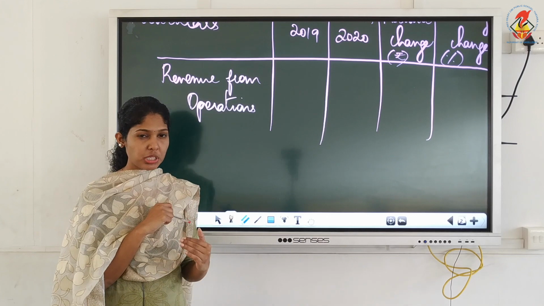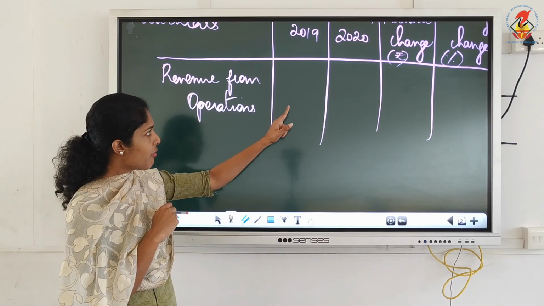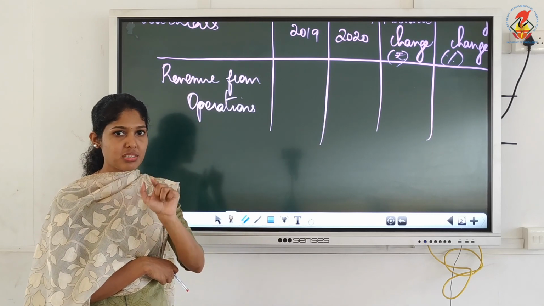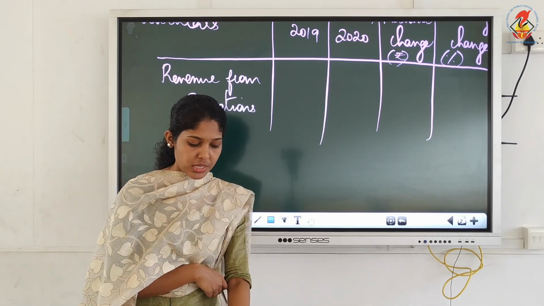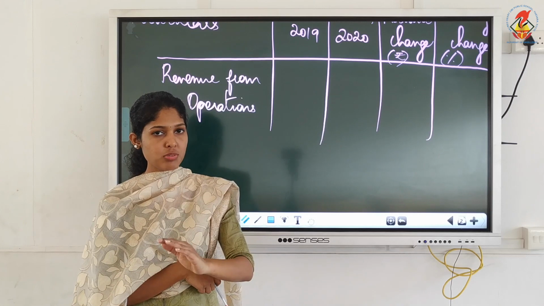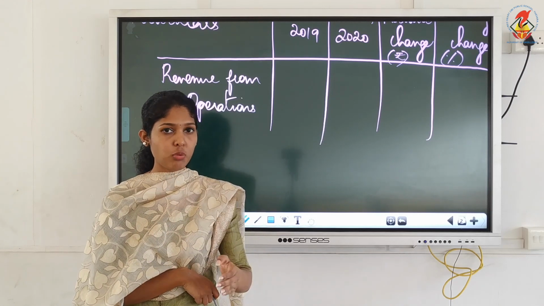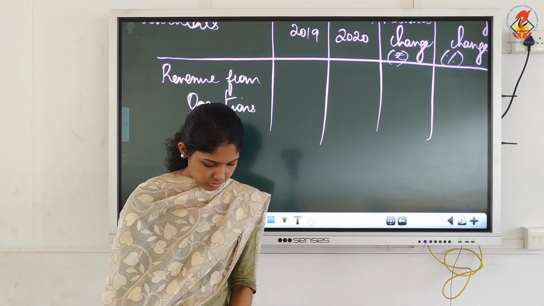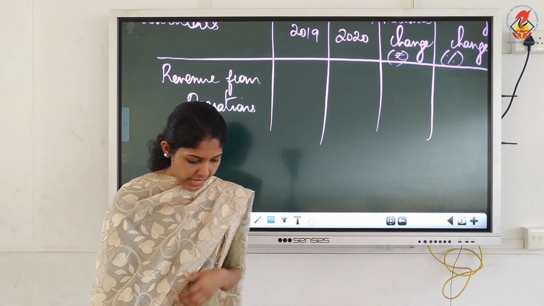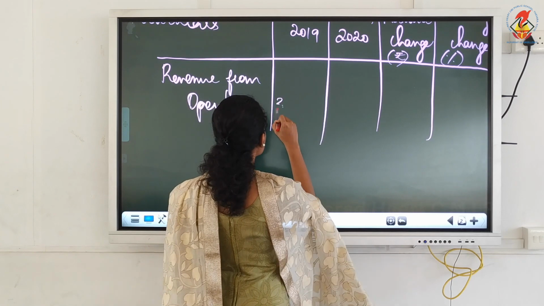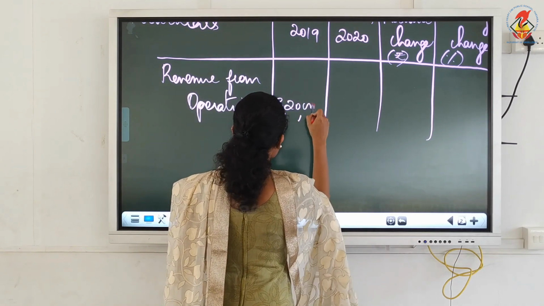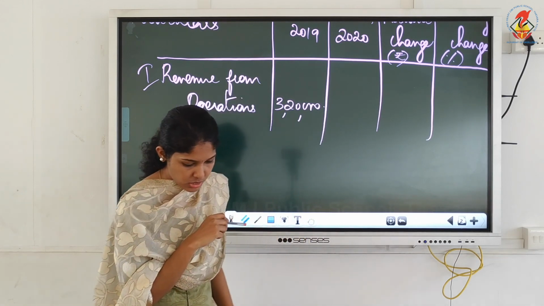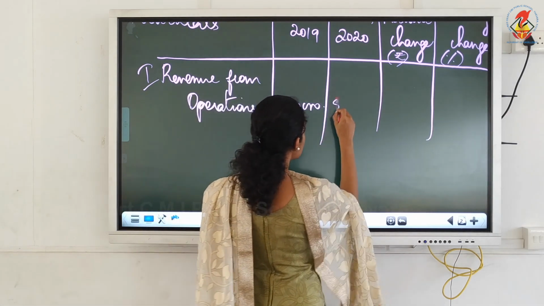Figures, when you take, be very careful. We have written 2019 first, so take 2019's figure. It is written as 2020 and 2019. The order is different in the question, but when you write, always write previous year first. It is 3,20,000. So this is section 1, 3,20,000 and 5 lakhs.